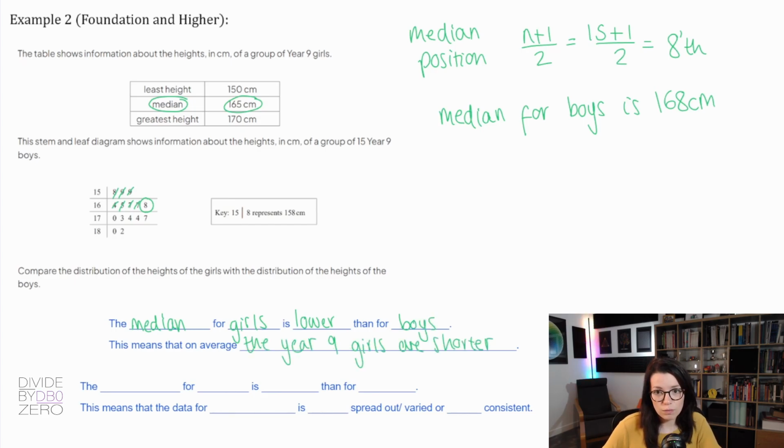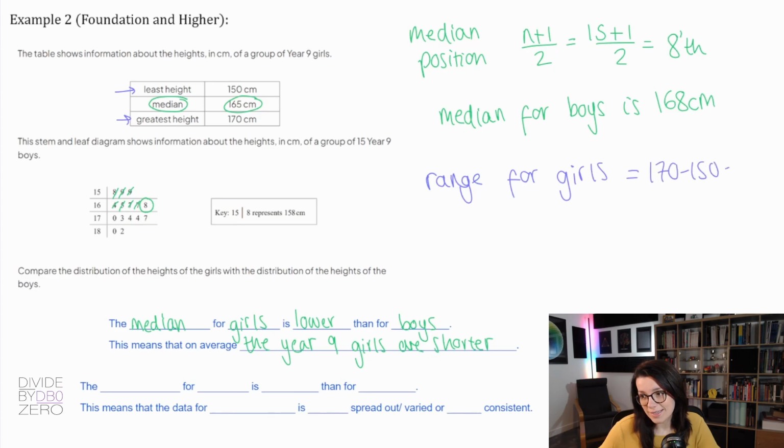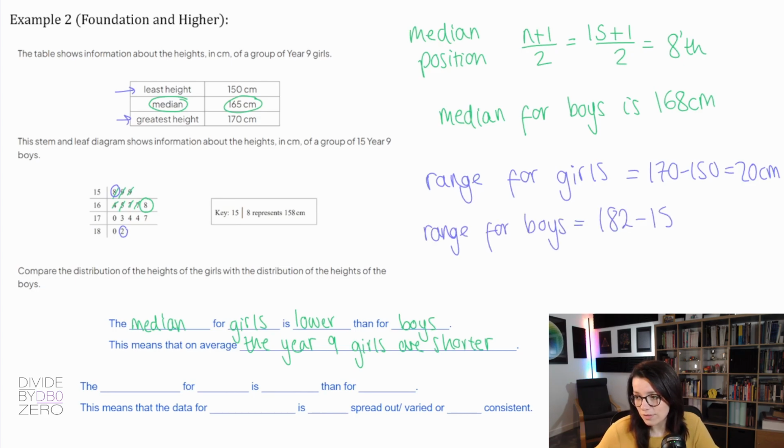Now let's calculate our ranges. So for the girls, the least height was 150 and the greatest height was 170. So the difference between those is 20 centimetres. For the boys, we can get that data from the stem and leaf. So the greatest height was 182 centimetres and the least height was 158 centimetres. So the range for boys is 182, take away 158, which is 24 centimetres.